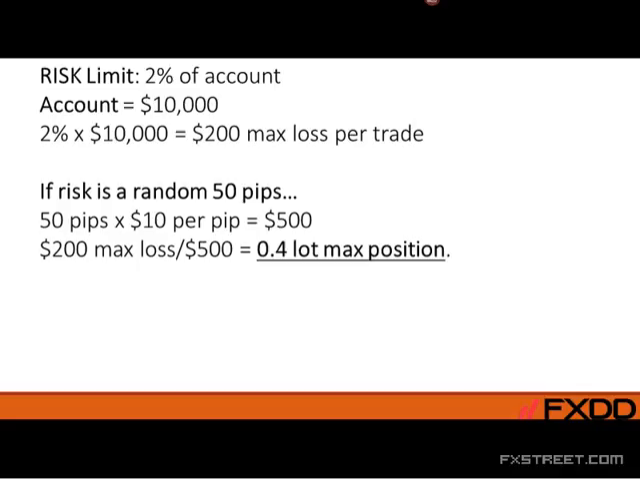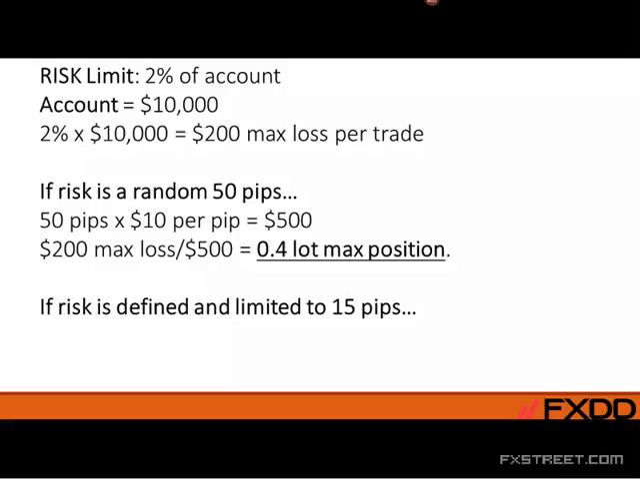So if you're going to risk 50 pips, every once in a while you've got to try to make 100 pips on a trade. Now, how easy is it to make 100 pips on a trade? Most people know it's not that easy to make 100 pips on a trade, especially in this environment that we're in right now. Now, let's say that instead you're focused on risk and you're focused on limiting risk.